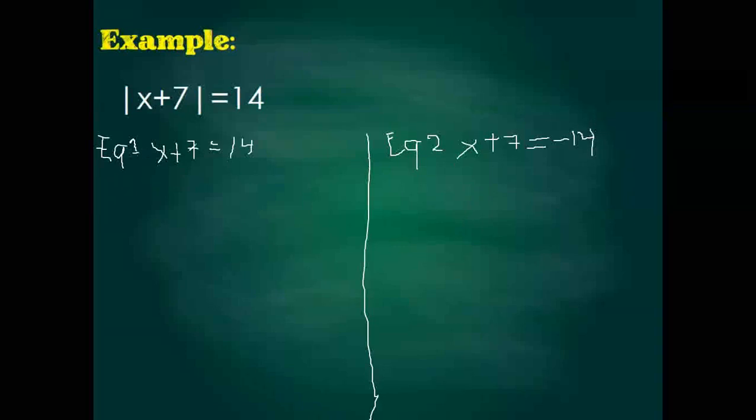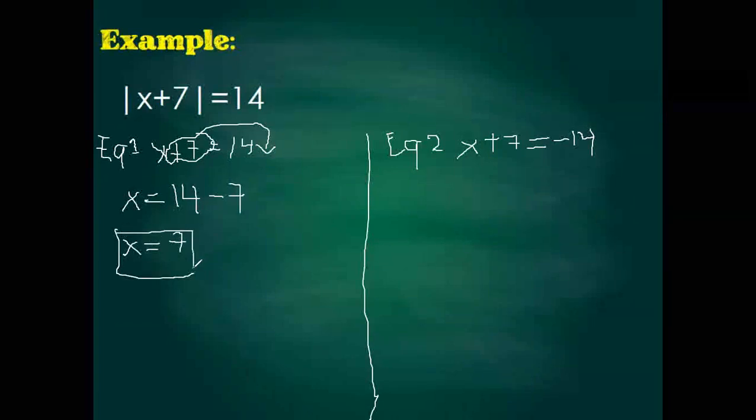Did you see the difference? Equation number 1, positive 14. Equation number 2, negative 14. Now, next, find the value of x of equation number 1. To find the value of x, you need to transpose positive 7 to the other side. Once you transpose a number, a variable or a term, the sign will change. So 14 minus 7, the answer is 7.